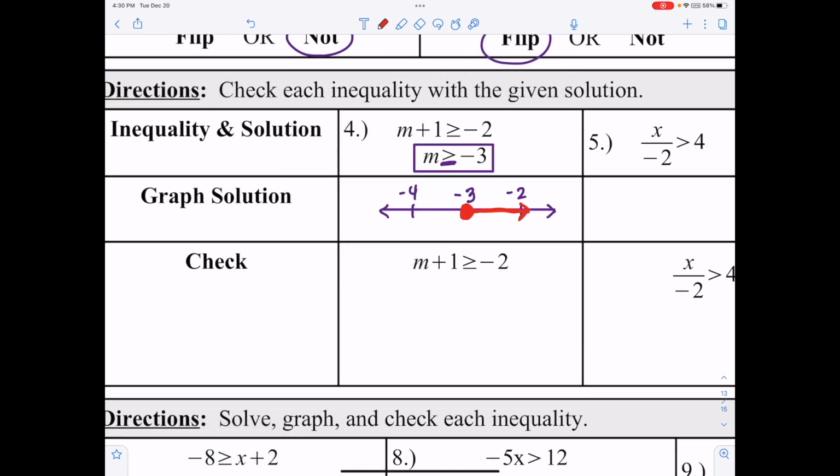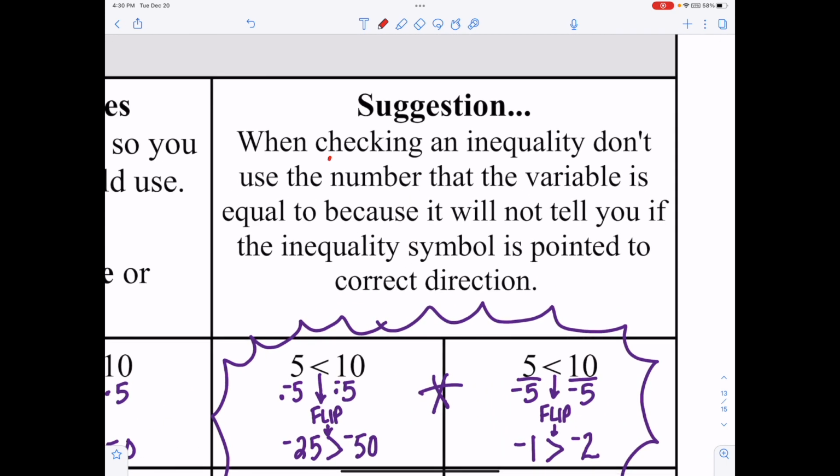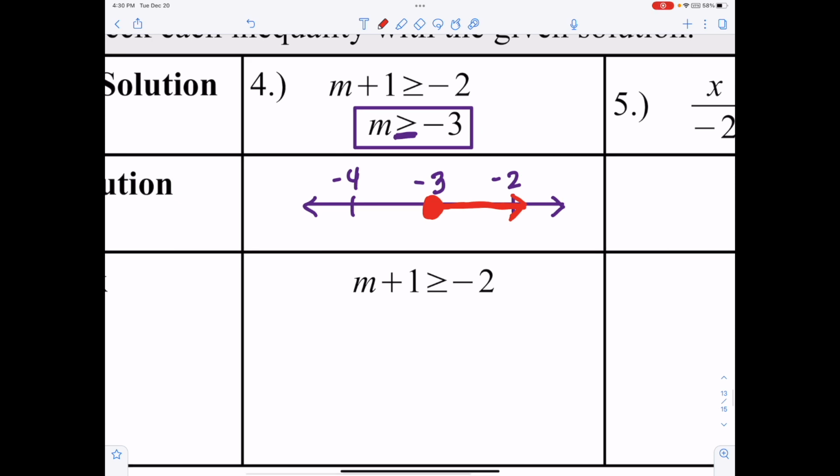Let's go ahead and see if this is actually true if we put in something for m. So m is anything greater than negative 3. One of the tips they give up here is that when you're checking an inequality, don't use that target number. Pick something so that we can really see if it is true in the arrow direction, because it may be true that negative 3 works, but maybe the arrow's in the wrong direction. So you always want to check something that's within the arrow.